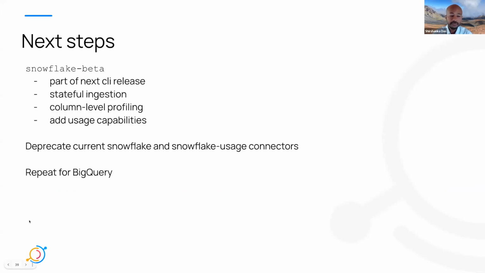Next slide. We're first going to roll out the connector as part of the next release with these caveats. Try it out, give us feedback, help us improve it. We'll follow up really quickly with the addition of stateful ingestion, column level profiling, and adding in the usage capabilities from the usage connector. So that'll give us everything we wanted: a fast, efficient connector with a unified config profile that allows us to get both user statistics as well as regular technical metadata.